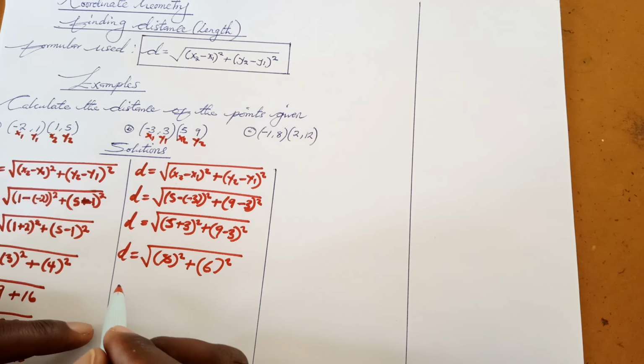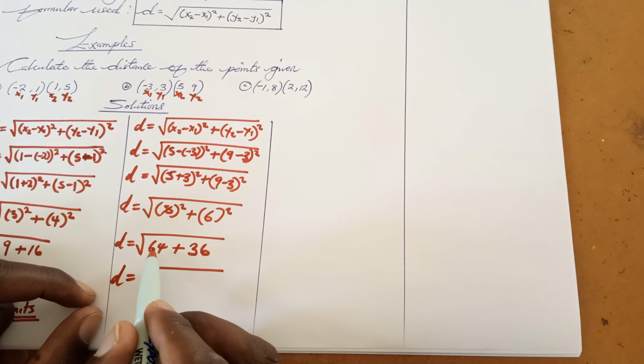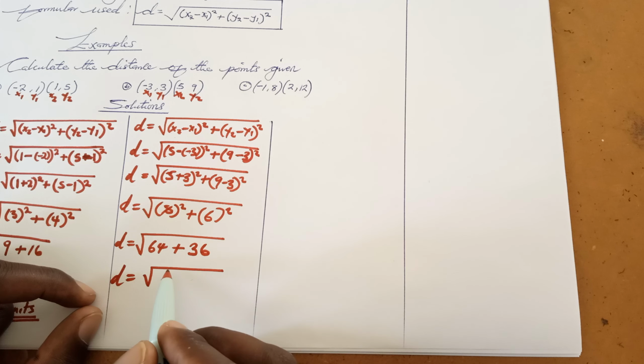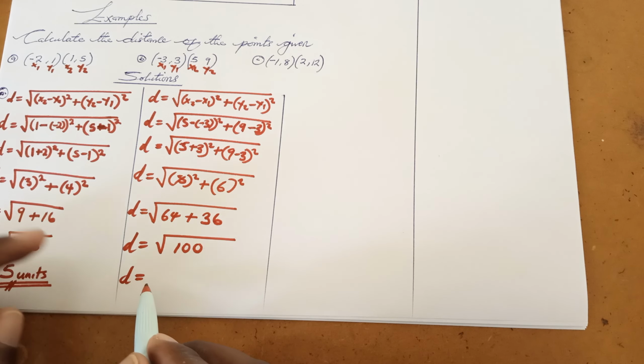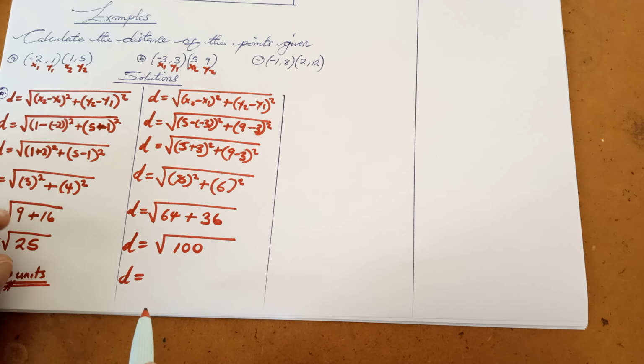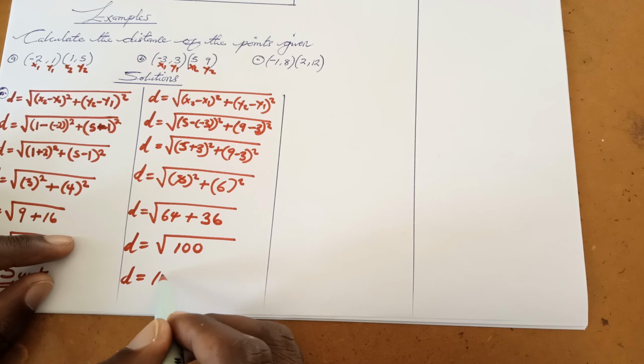Okay? So our distance will be equal to the square root of, when we add 64 plus 36, it is giving us 100. Okay? The square root of 100, a number that when you multiply by itself gives you 100, is what? It is 10. So therefore the answer is 10 units. Like that. Okay, let us look at the last example.